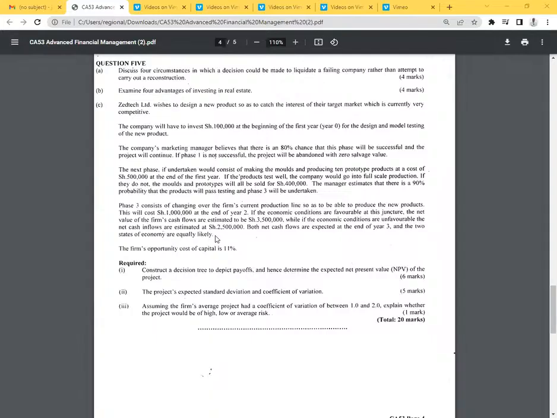They want us to construct a decision tree to depict payoffs and hence determine the expected net present value of the project. I'm sure there must be somebody saying, Mwalimu, attack that question straight away.